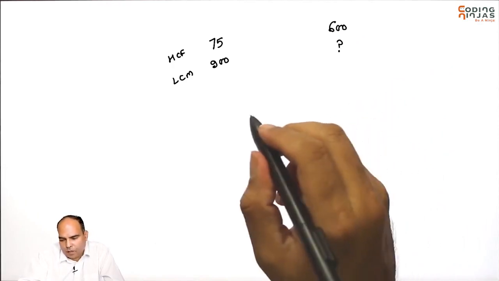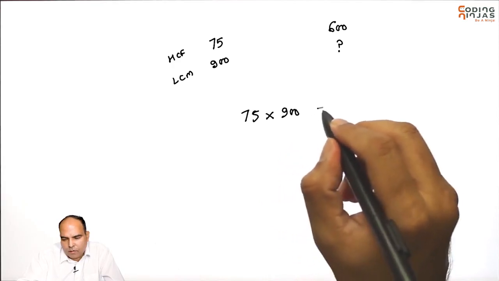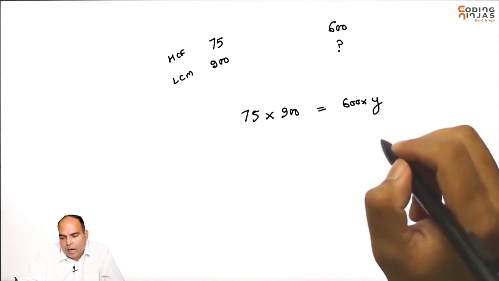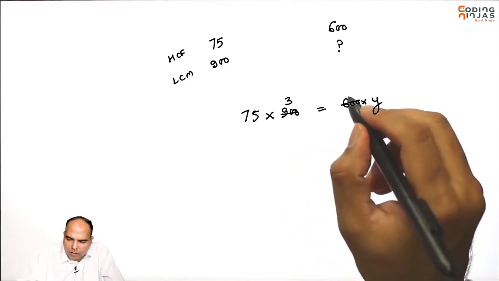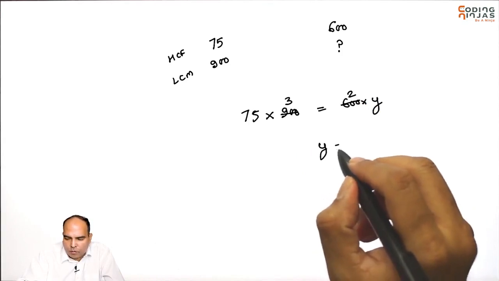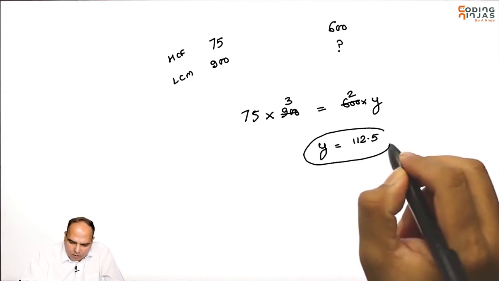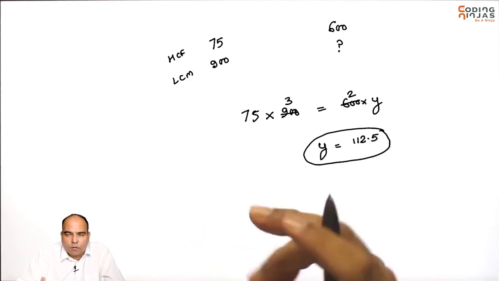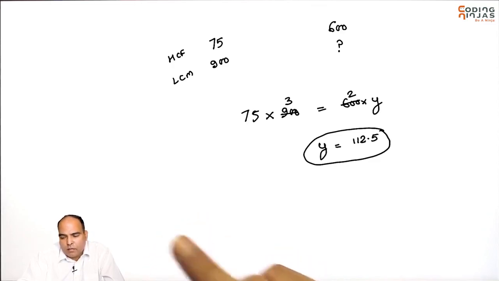Now in this case, if you try this, 75 into 900 is equal to 600 into Y, and as you can see, you can divide both of these by 300. This will become 3 and that will become 2, and the value of Y comes out to be 112.5. First of all, that's okay, because one of those numbers could be a decimal. When you say that the HCF of two numbers is 75, it does not mean that the numbers are integers. That's fine, but notice another issue.